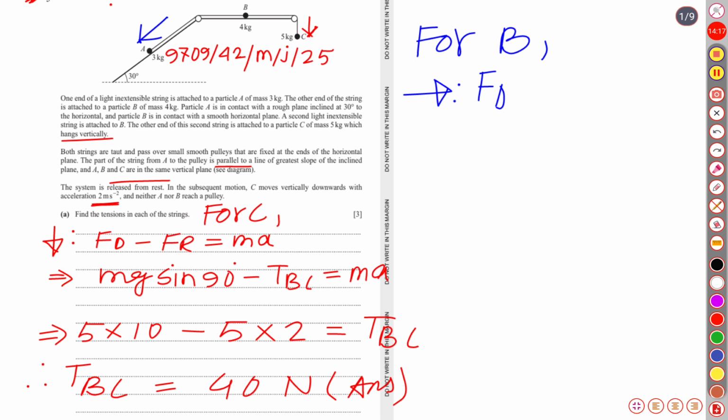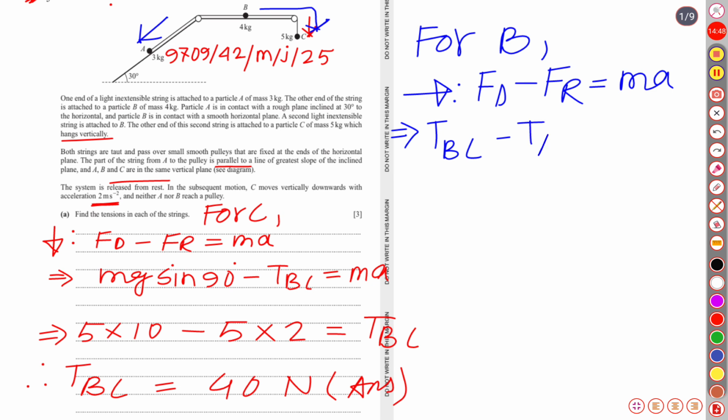Driving force minus resistance to motion is equal to mass into acceleration. The driving force for particle B is the tension in BC, because B is pulled forward by the tension in the string BC. Now the resistance to motion is nothing but the tension in the string AB. You may ask, why are we ignoring the weight?